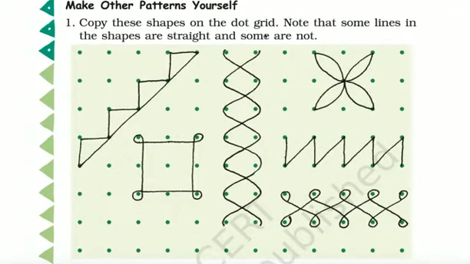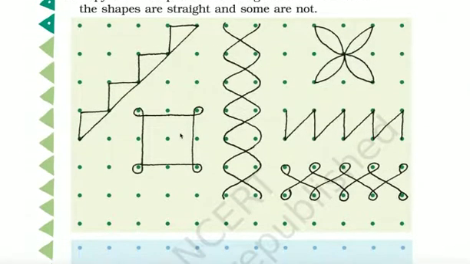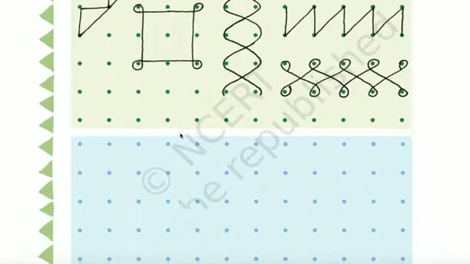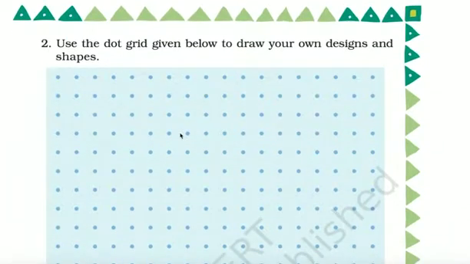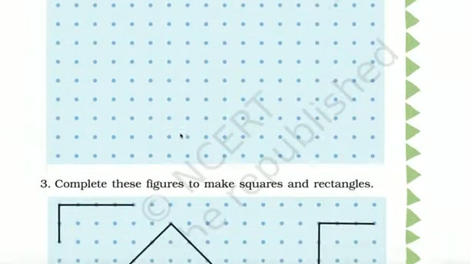Copy these shapes on the dot grid. Note that some lines in the shapes are straight and some are not. Though some are curvy, some are straight, some are zigzag. Use this dot grid given below to draw your own designs and shapes. That is what you have to do.